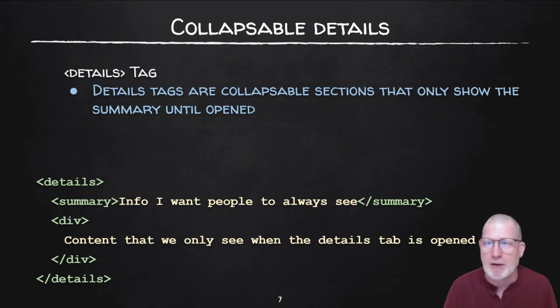I have a details tag. I have the summary inside it. That's what I see, and then there's a little arrow that will point down. And if I click on the arrow, the div opens up below it. So we can play around with how we get collapsible stuff in front of our users.